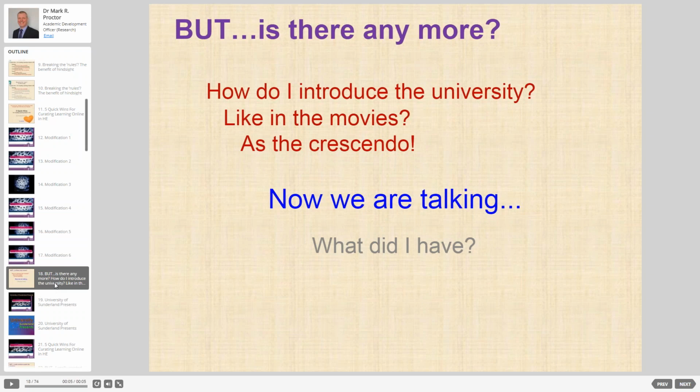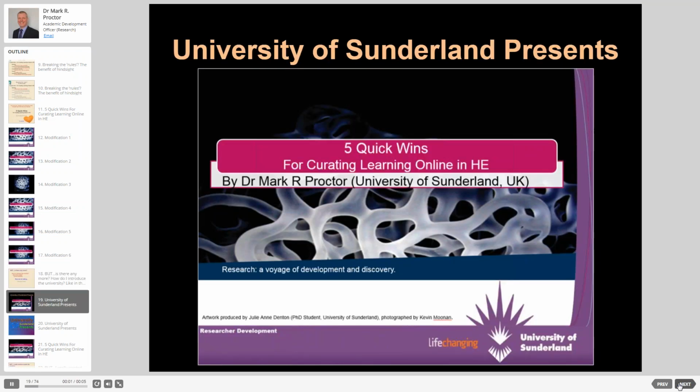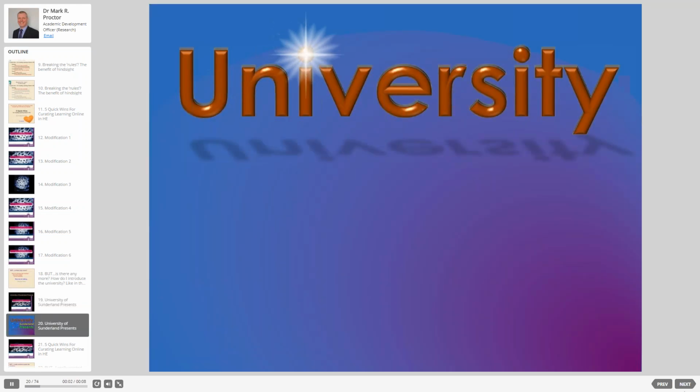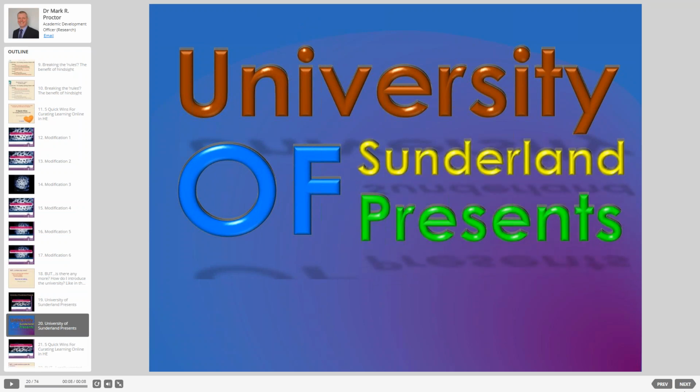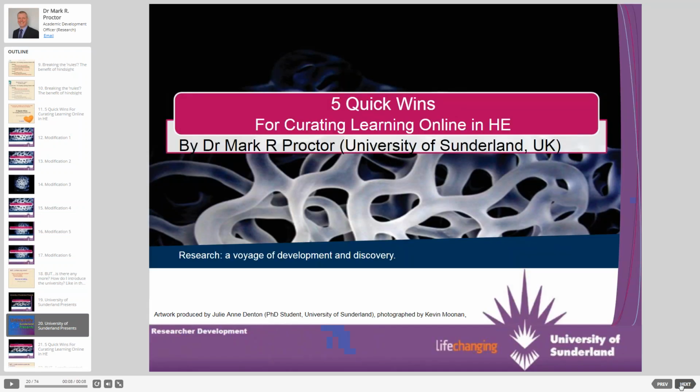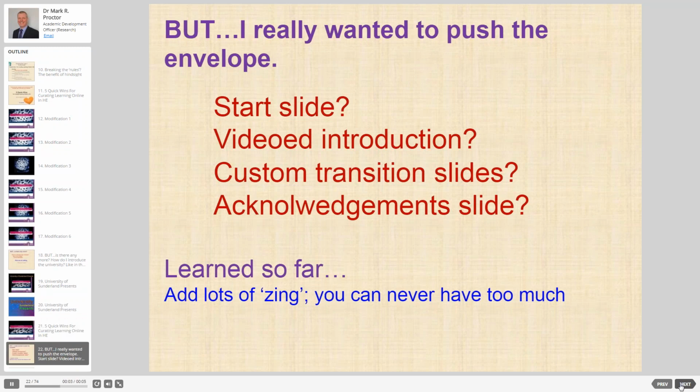Because this is working. Zing is good. I like this. So how do I introduce the university, maybe like in the movies, as a crescendo to this? So I took the University of Sunderland Presents and I generated this. I used a shooting star in PowerPoint, made the words University of Sunderland Presents as pretty as possible, did as many different entrances as I possibly could, and then I spun out the University of Sunderland at the end. So I really tried to jazz it up, and I quite like that. But then I started to think, is there even any more that I can do?